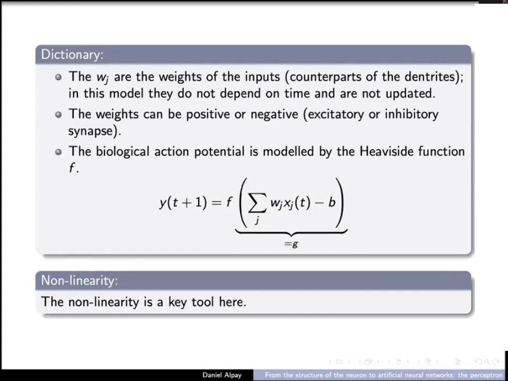So the Heaviside function is the base, and the nonlinearity is the key here. Without the nonlinearity, nothing would be possible. B is also determined by the neuron. It's a value that depends only on the neuron. I guess yes, it is fixed.